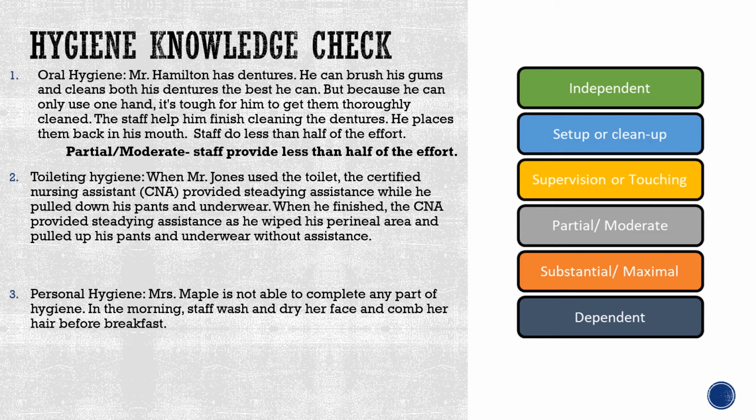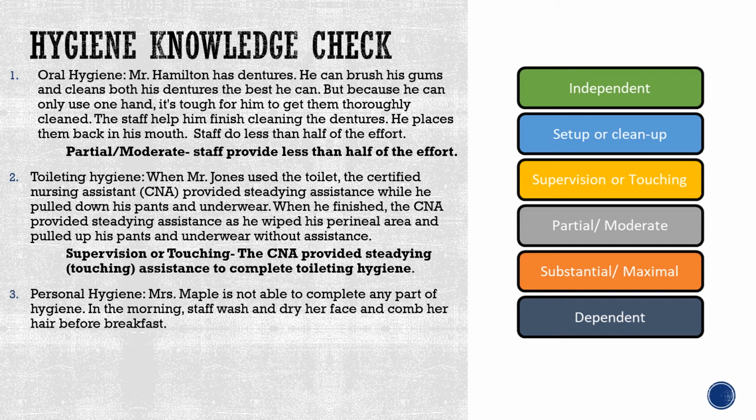Toileting hygiene. When Mr. Jones used the toilet, the certified nursing assistants provided steadying assistance while he pulled down his pants and underwear. When he finished, the CNA provided steadying assistance as he wiped his perineal area and pulled up his pants and underwear without assistance. How would this be coded? This would be coded as supervision or touching. The CNA provided steadying or touching assistance when he was completing the toileting hygiene item and also while he was managing his clothes when he pulled down his pants and underwear.